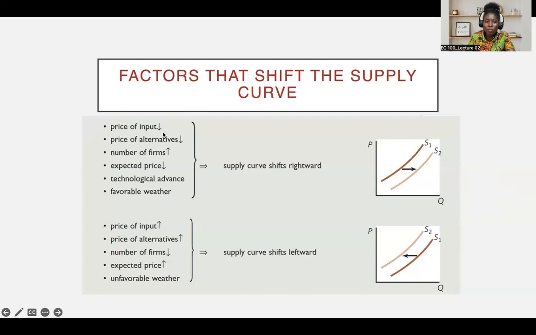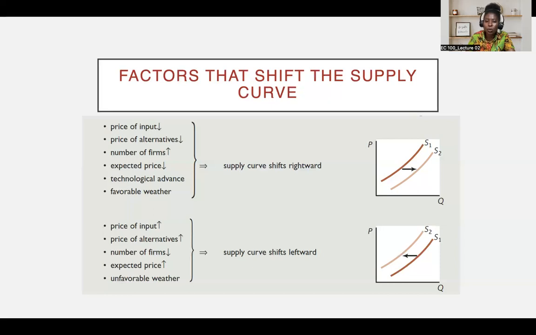So if the price of input, we have talked about that like electricity, goes lower, decreases, it goes like this. When price of inputs, like electricity, increases, then it goes this way. So these are other reasons, when the price of alternatives, number of firms, okay? So this means you need to go to the textbook and read about this. They're very easy to explain and understand. So it should be very easy for you to break it down.